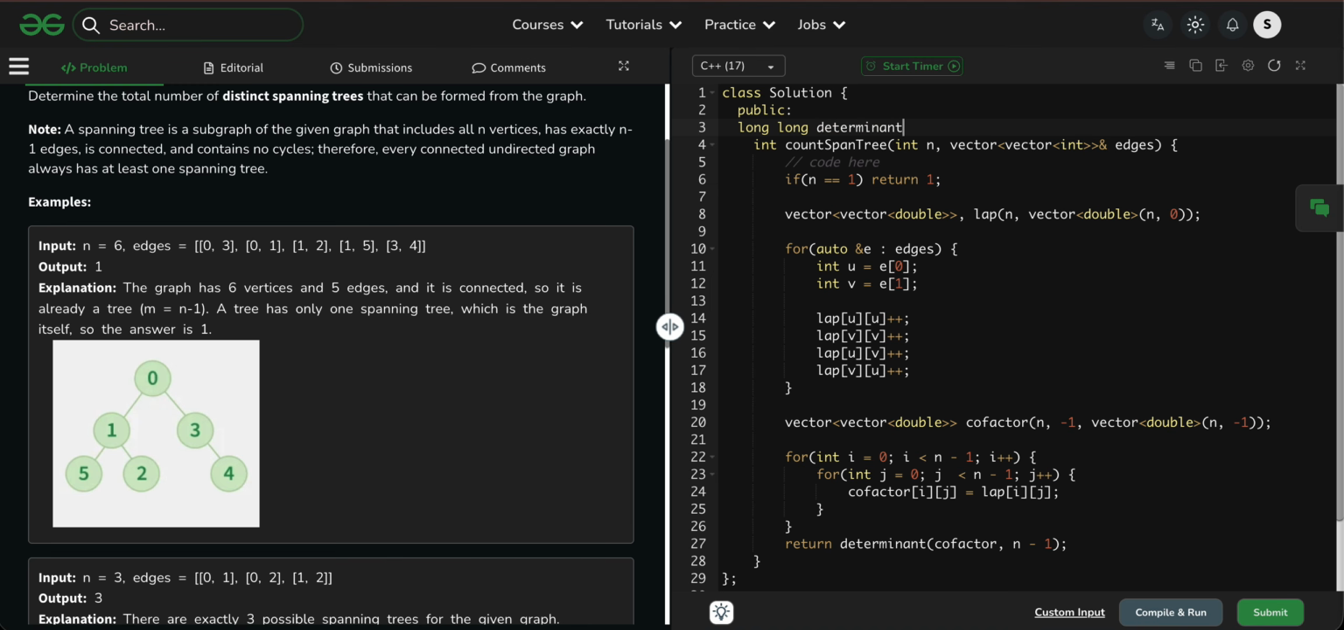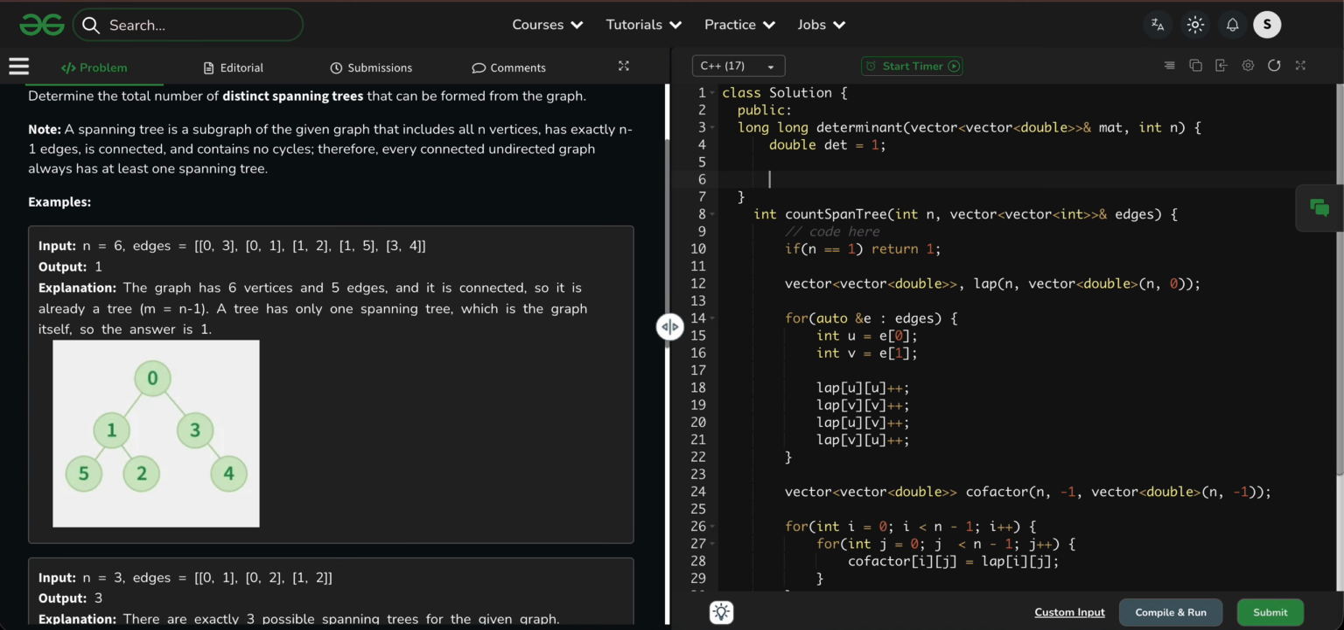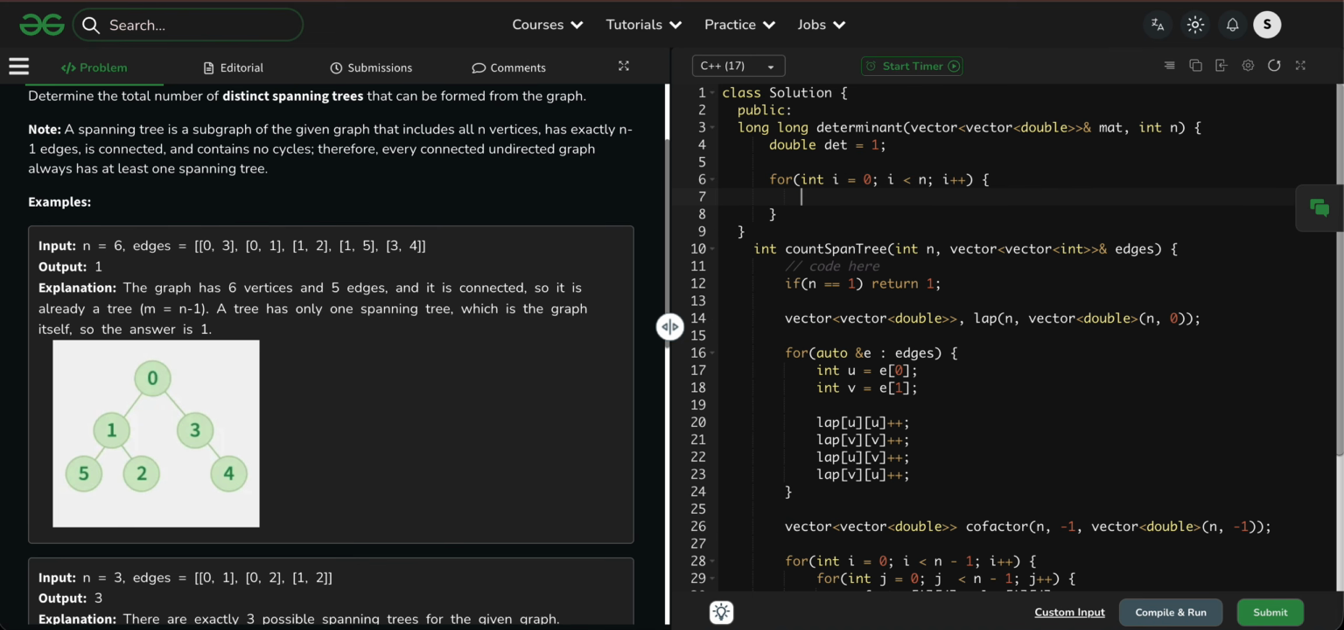अब यहाँ पे क्या करते हैं, long determinant of vector of vector of double of address of matrix of int n, right. Now here is double determinant is equal to 1 for int I is equal to 0, I greater than or equal to n and I plus plus, right.